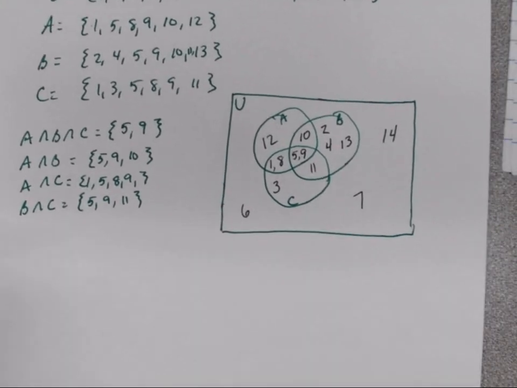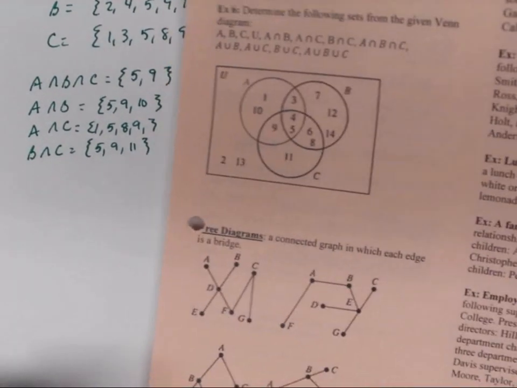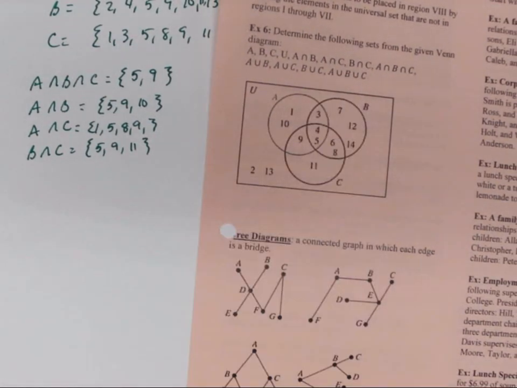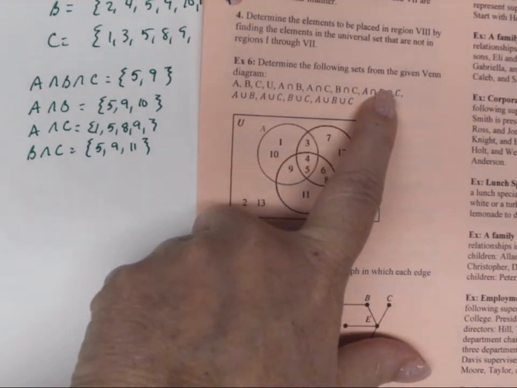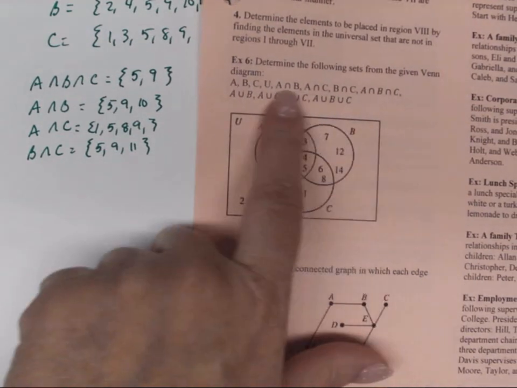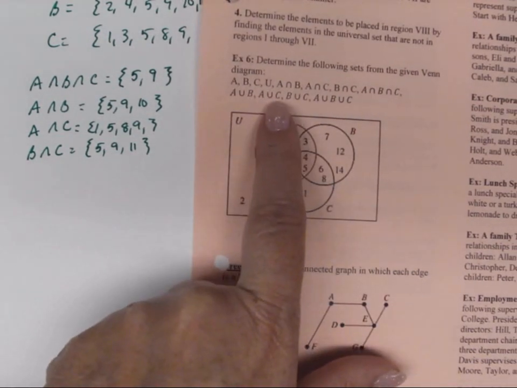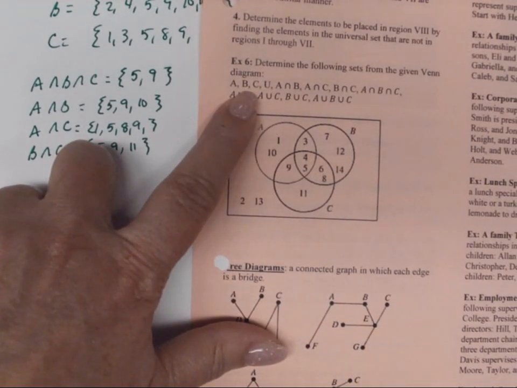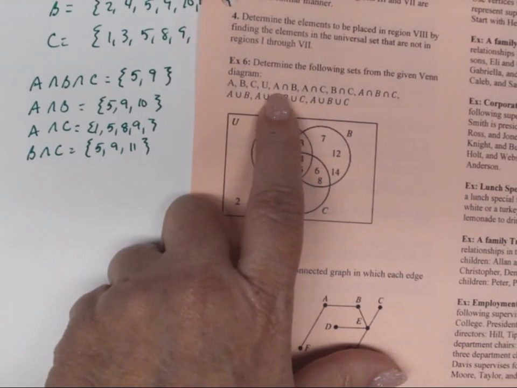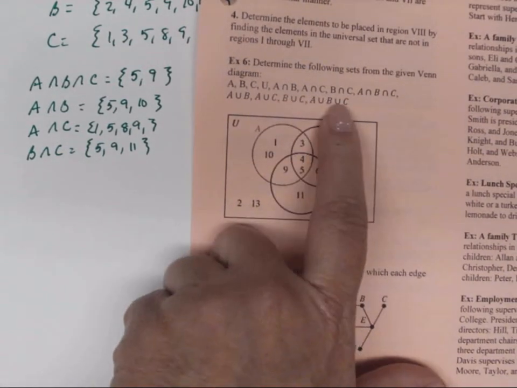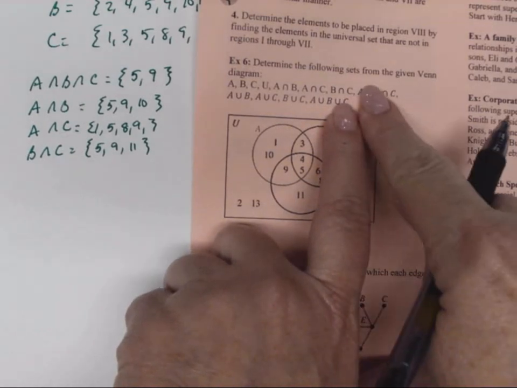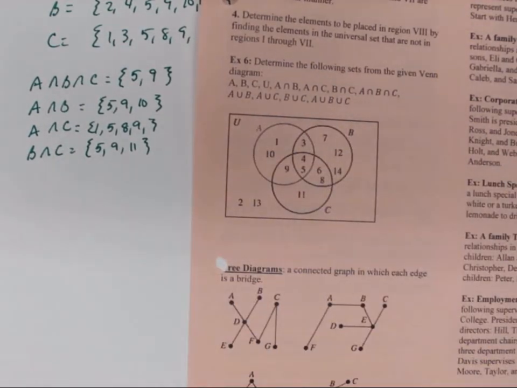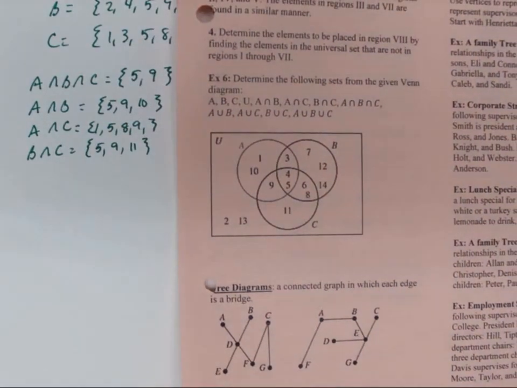All right, so let's go look at example 6. For example 6, we are given the Venn diagram. We need to determine the following sets from that diagram. We need to figure out what sets A, B, and C are, and what the universal set is, what A intersect B, A intersect C, B intersect C, and then the intersection of all of them, and then it also says to do the unions. So basically we're going to go backwards.